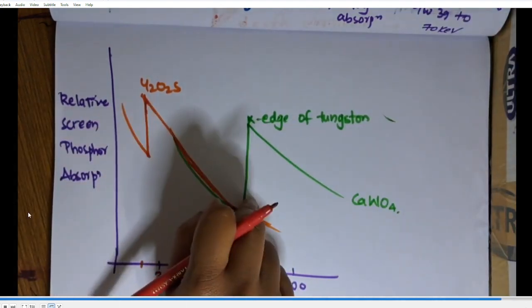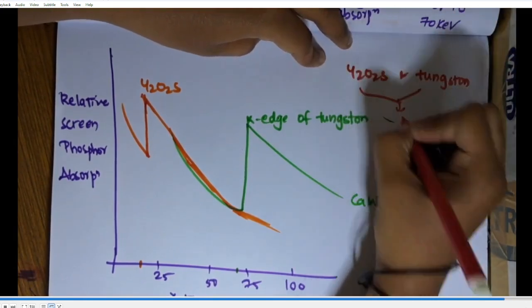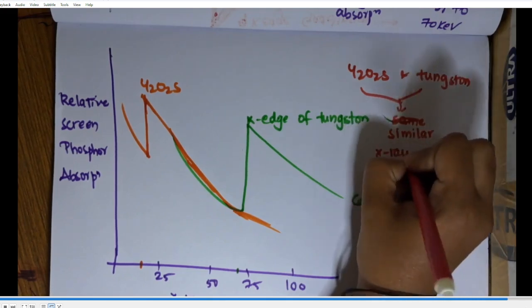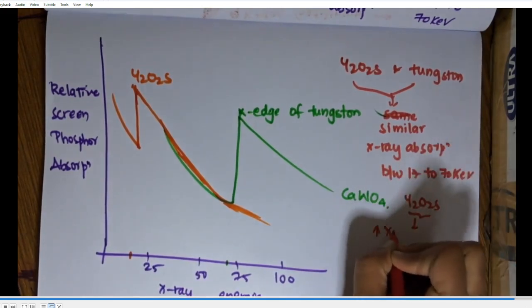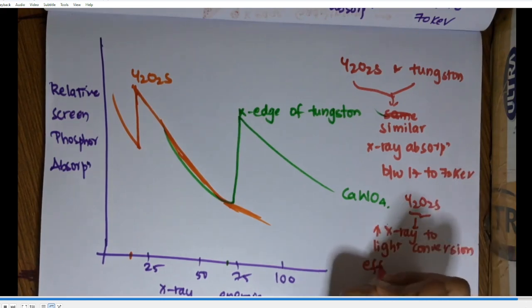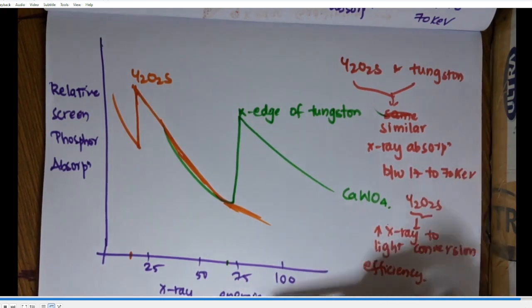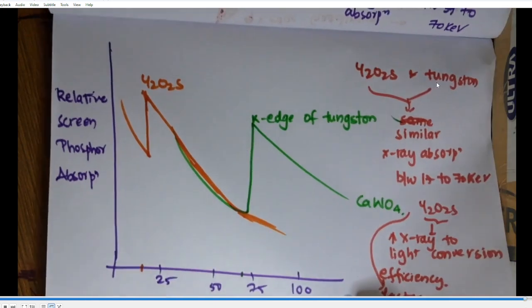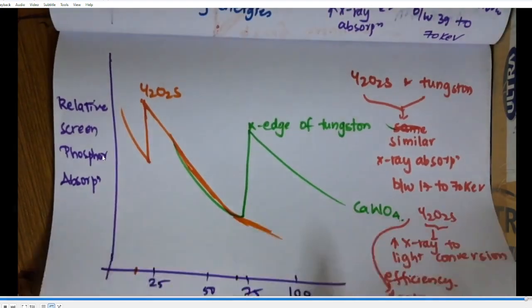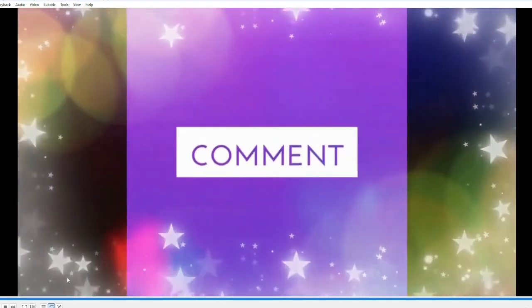So both yttrium oxysulfide and calcium tungstate will absorb the same X-ray energy, between 17 to 70 kilo electron volts. But yttrium oxysulfide produces more light photons because of its higher X-ray to light conversion efficiency, which is around 18% when compared to calcium tungstate's efficiency of 5%. So these are the important points of X-ray absorption, higher absorption by phosphors. Thank you.